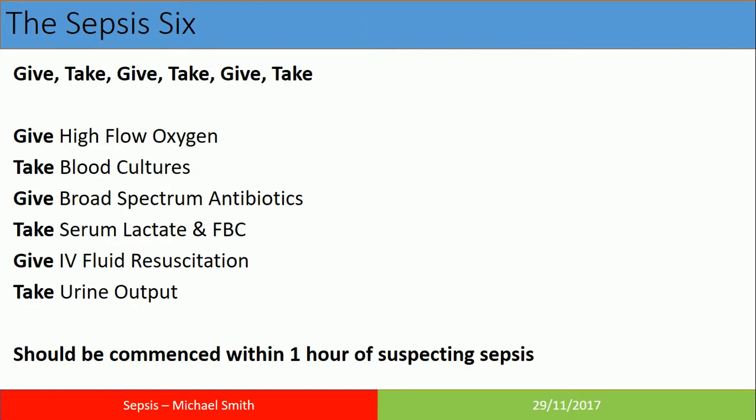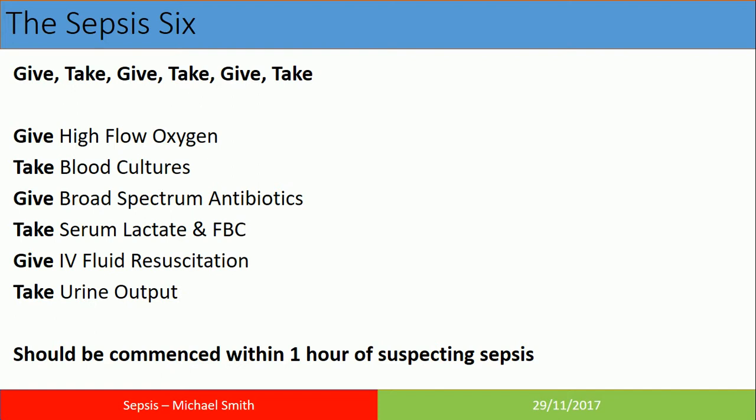So how do we treat sepsis once we've diagnosed it? Well, within 1 hour of suspecting sepsis, you should have commenced what's called the Sepsis 6. And the way I remember it is as give, take, give, take, give, take, because this is also the order in which you should do them. So you want to give high flow oxygen, because your patient is obviously going to be quite unwell. So you want to make sure that you're upping the levels of oxygen to ensure that they're still getting enough oxygen to all their tissues.